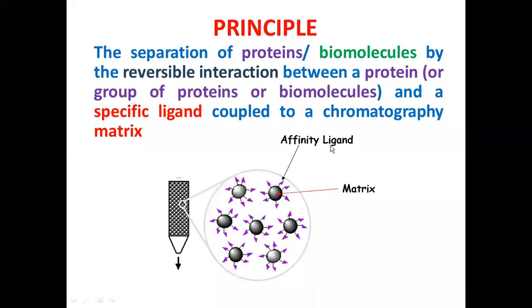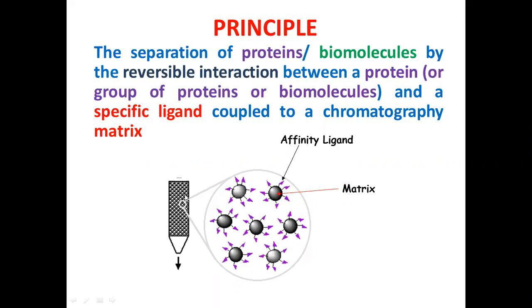So whatever protein molecules or biomolecules you intend to separate, those biomolecules or proteins are going to interact with these affinity ligands. The matrix and the ligands are bound together by a certain force of attraction, where the binding between the matrix and the ligand will be reversible or irreversible. We will make this reversible whenever the ligands need to be changed from time to time. Otherwise, the interaction will be irreversible.